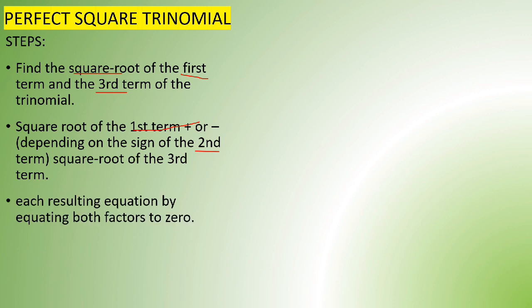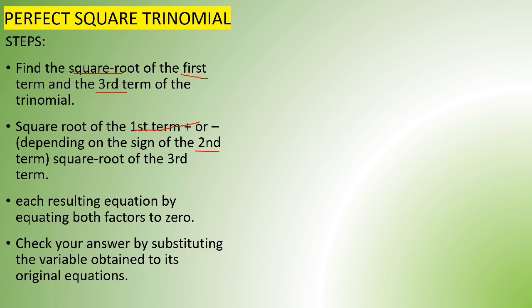Next ay each resulting equation by equating both factors to 0. And then, check the answer by substituting the variable obtained to its original equation. Bigyan natin ng halimbawa para maintindihan ang steps. So, example, 100x squared minus 20x plus 1.